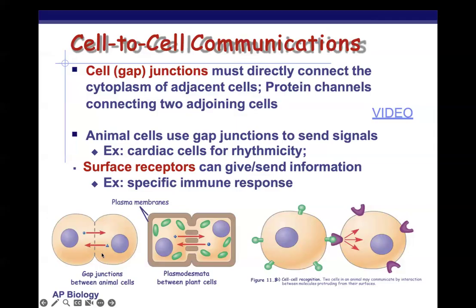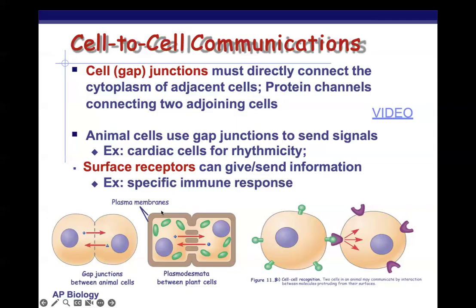So, as an example, when your heart contracts, it contracts by individual cardiomyocytes contracting in synchronicity. They can't just all contract whenever they feel like it. There needs to be a rhythm. And this rhythm, or this rhythmicity, is established by signaling molecules moving through these gap junctions in animal cells.